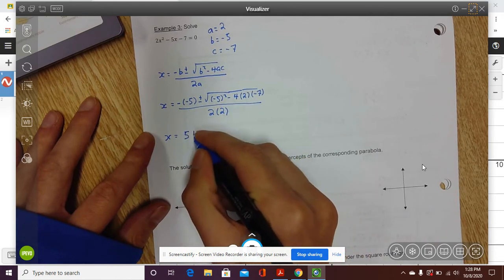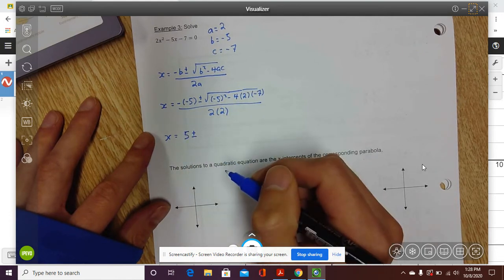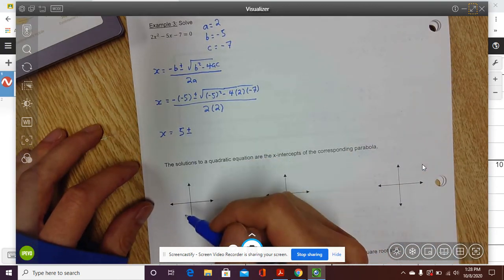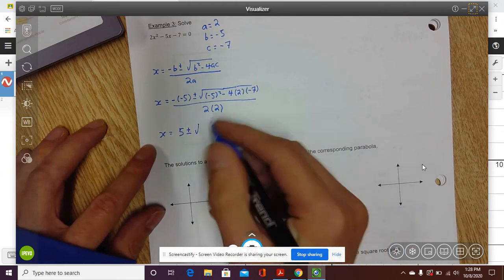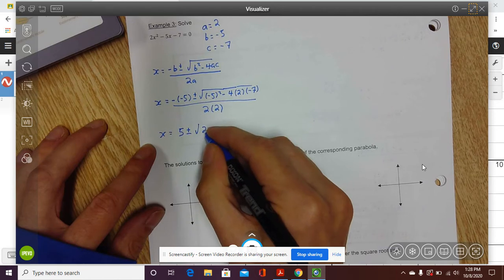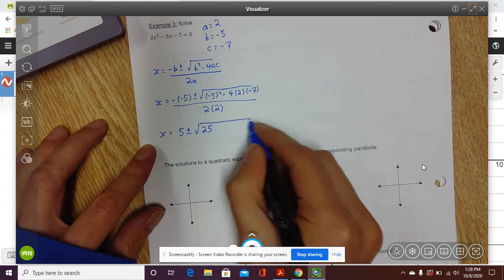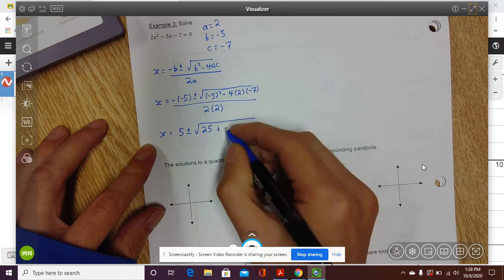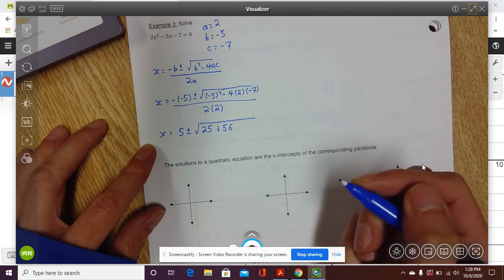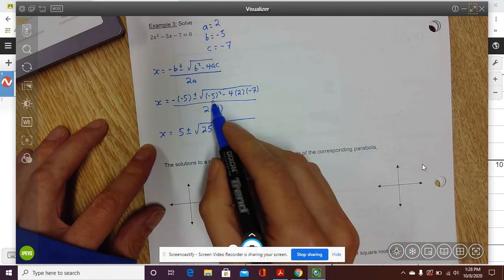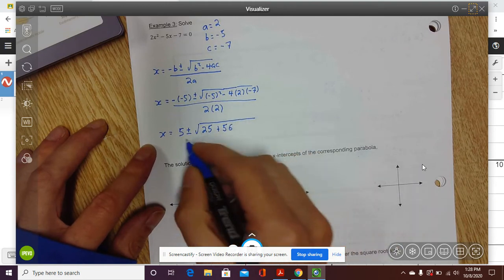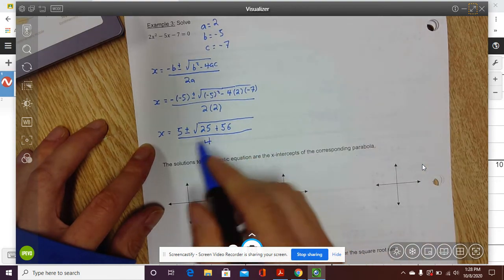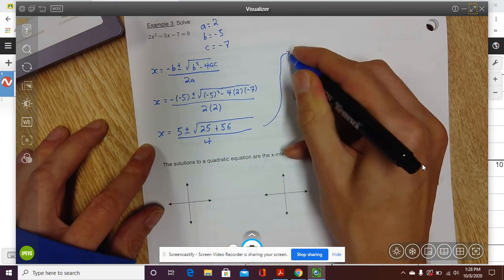So -(-5) is +5. I want to keep my plus minus. If I split into two equations too early, I'm going to have to do a lot of the same work twice. So I'm only going to do that once I've kind of simplified everything else as much as I can. (-5) squared, -5 times -5 is 25. So b squared will always be positive. Here, notice I've got two negatives. So I'm going to have a positive. 4 times 2 times 7 is 8 times 7, which is 56. And again, you're welcome to kind of put this all into your calculator in one step. And 2 times 2 is 4. Okay. Don't forget to always include that denominator in each step.